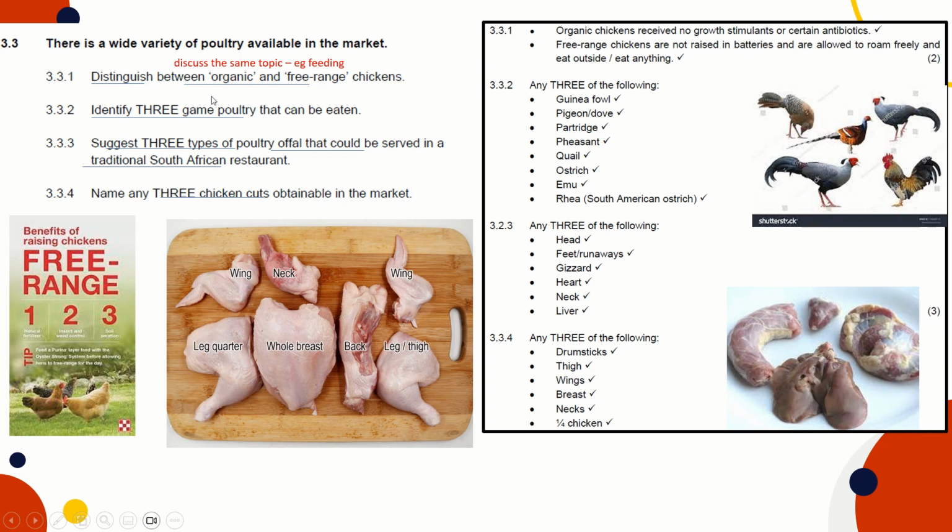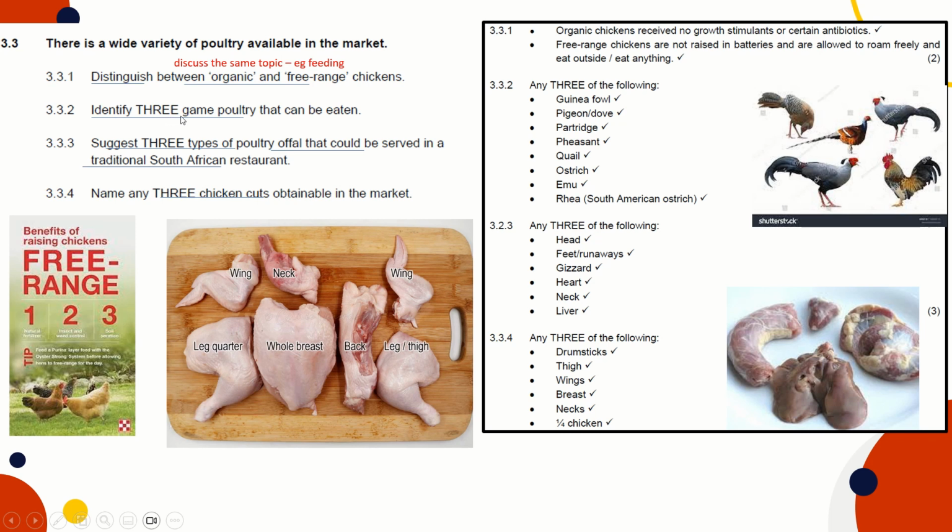3.3, there's a wide variety of poultry available in the market. The first question, distinguish between organic and free-range chickens. When you need to distinguish, you need to differentiate between what is an organic and what is a free-range chicken. Organic chickens receive no growth stimulants or certain antibiotics, while free-range chickens are not raised in batteries and are allowed to roam freely, and they can eat outside anything they like to.